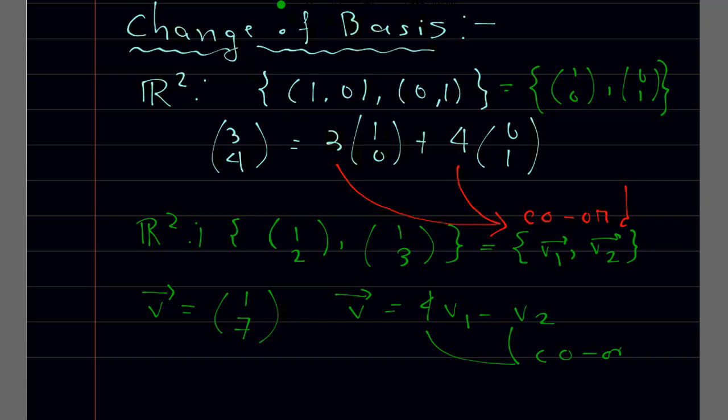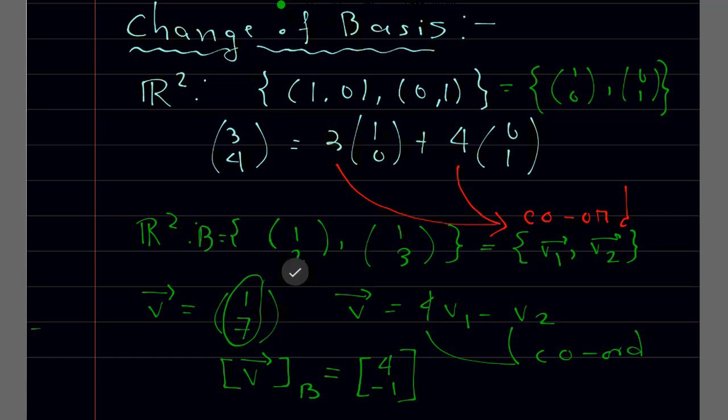Let me call this basis b. So the coordinates of vector v in the basis b are 4 and minus 1. Now you would ask, okay, these are the coordinates, then what are 1 and 7? Well, 1 and 7 are also coordinates, but they are coordinates in the standard basis. This basis (1,0) and (0,1) has a name: it is called the standard basis.